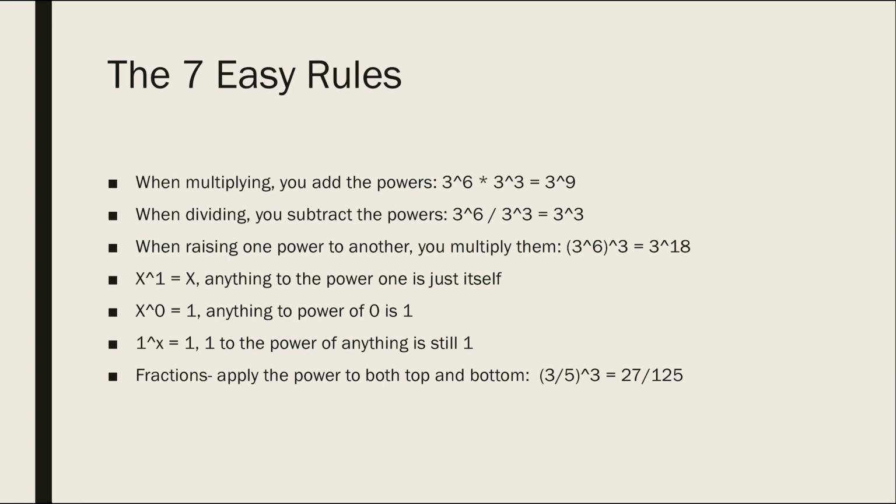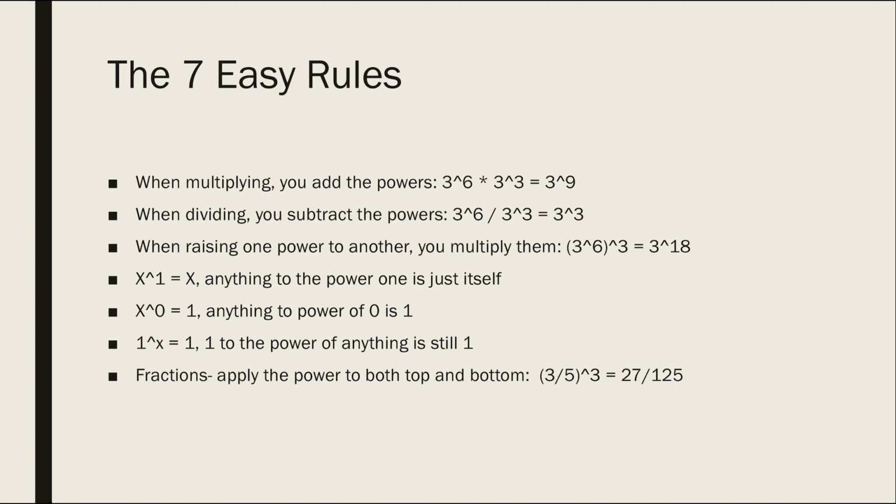The first one is that when multiplying 2 powers, you add the powers together. So, the example here is 3 to the power 6 times 3 to the power 3 becomes 3 to the power 9, because 6 plus 3 is equal to 9. And you just keep 3. So, then, the second rule is, when dividing, you need to subtract the powers. So, 3 to the power 6 divided by 3 to the power 3, the same example except with the division sign, is equal to 3 to the power 3, because 6 minus 3 is 3.